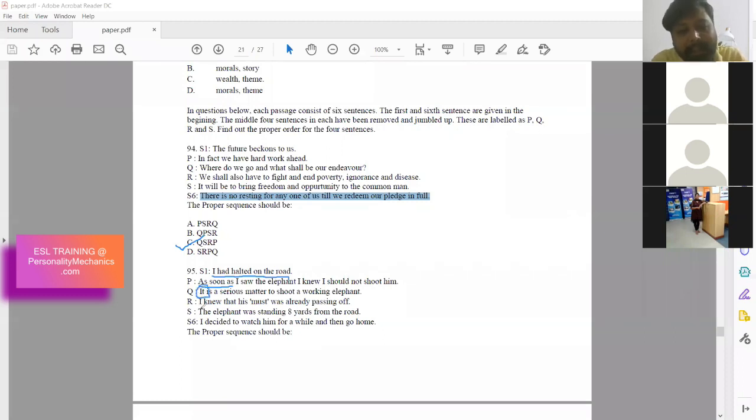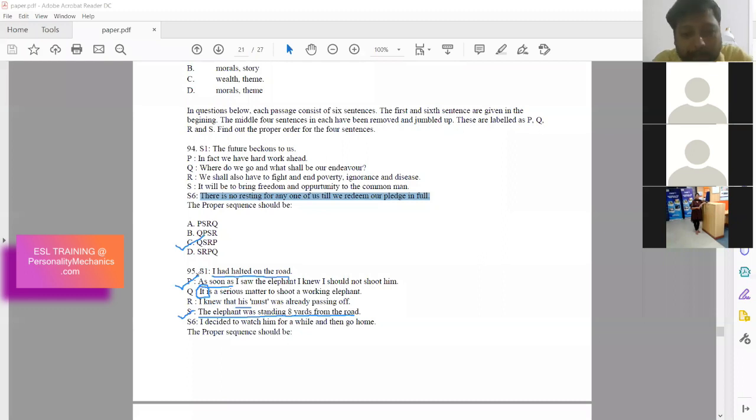I knew that his must was already passing off. His, I'm not sure who you're talking about. The elephant was standing 8 yards from the road. And this makes me feel that yes, I can use this sentence as my second sentence. Why did I halt? Because the elephant was standing right in front of me. So that's that. Next is, as soon as I saw the elephant, I knew I should not shoot him. Yeah, this goes next. That is S is followed by P.